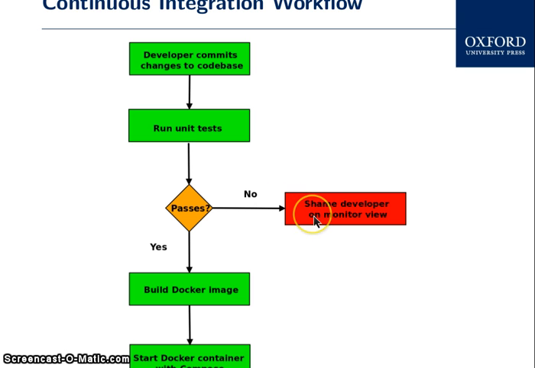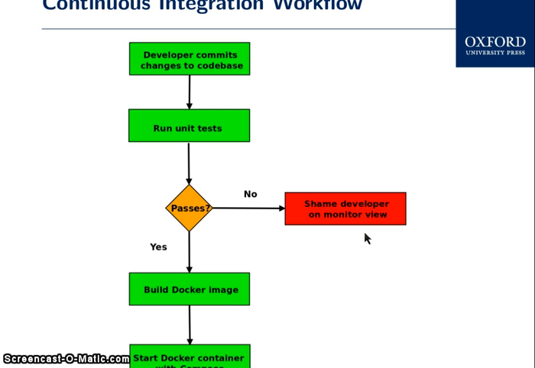Should the unit tests be unsuccessful, then the latest developer who committed the code is publicly shamed on the monitor view, which is in a prominent place in our office on a screen which is visible to everybody.